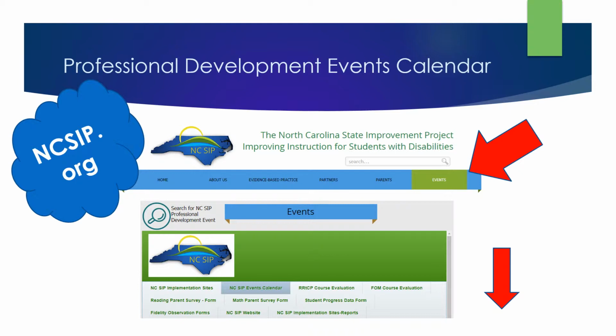You want to go to this website, ncsip.org. Once you're there, you'll see tabs at the top. You have a tab called Home, About Us, Evidence-Based Practice, Partners, Parents, and the last tab at the top on the right-hand corner is called Events. You want to click on the Events tab. Once you do that, you'll need to scroll down the page to see the calendar.